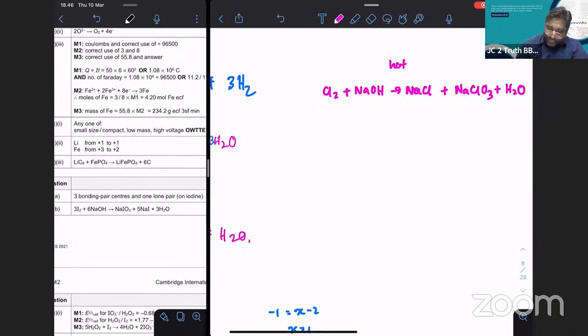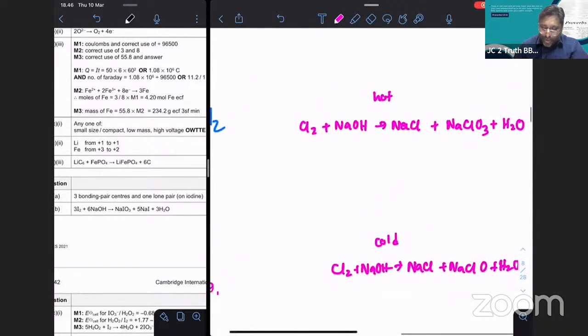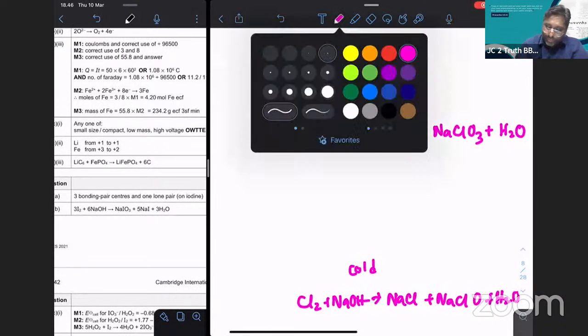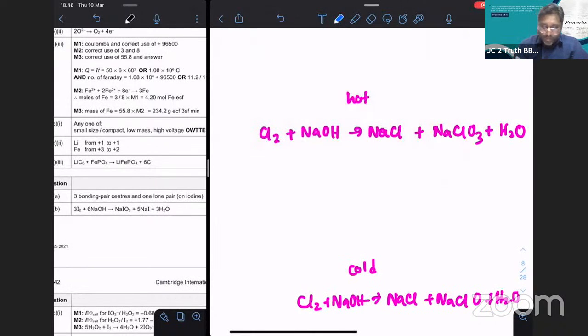Now, if it is going to be cold condition, you are going to get Cl2 plus NaOH, just simple, NaCl, NaClO plus H2O. Now, if you want to balance this, you can actually use the oxidation number to help. So here we know the oxidation number is 0. This is -1. This is also -1 for Cl.